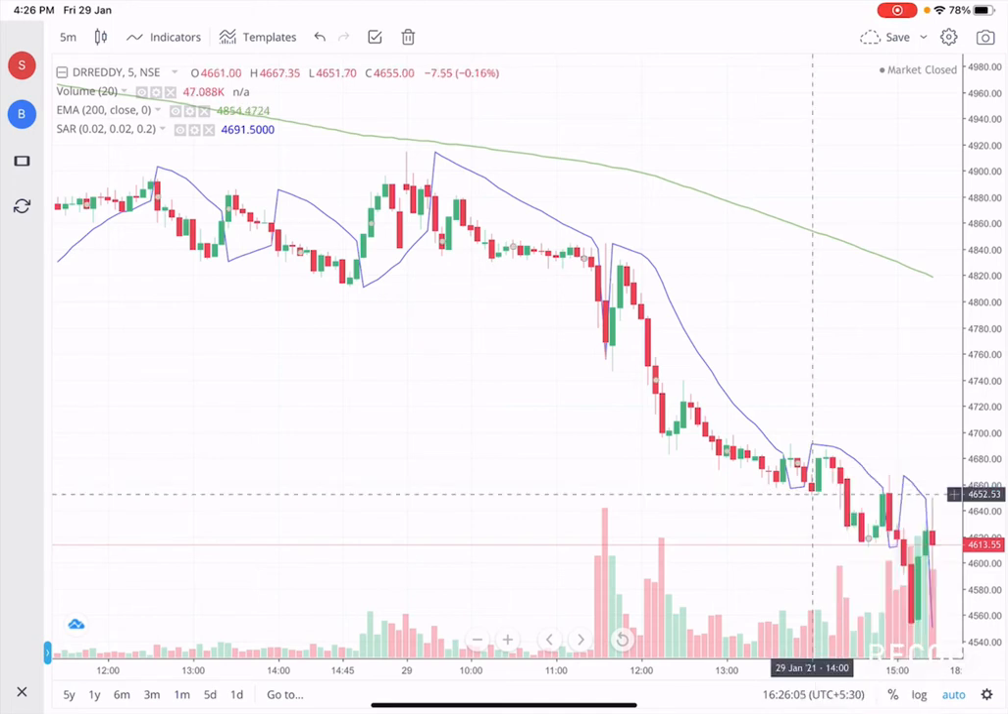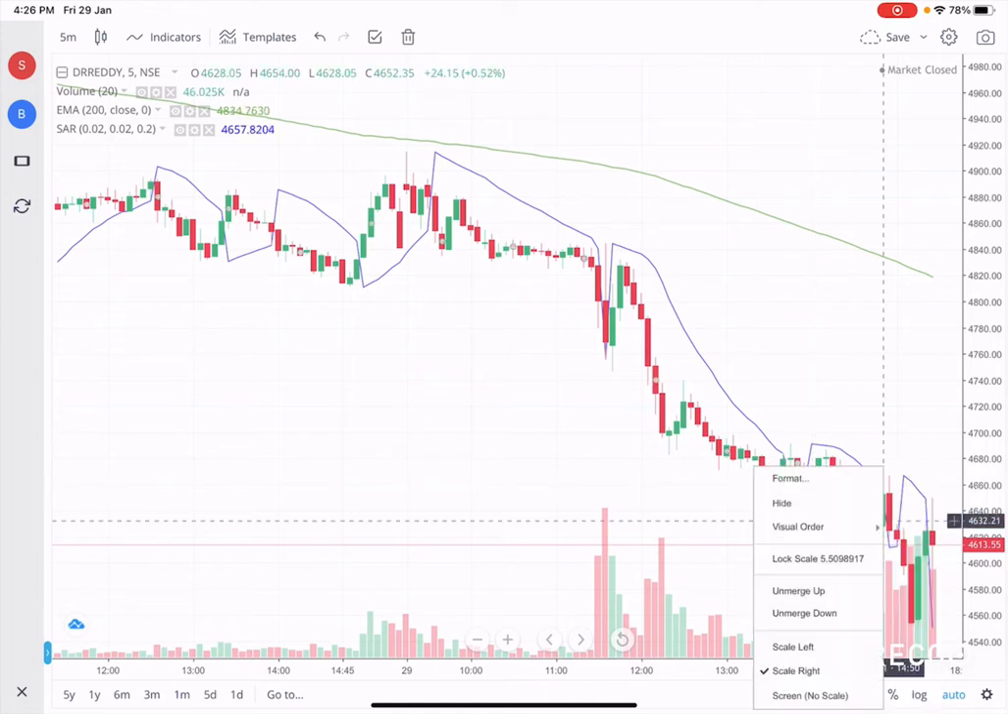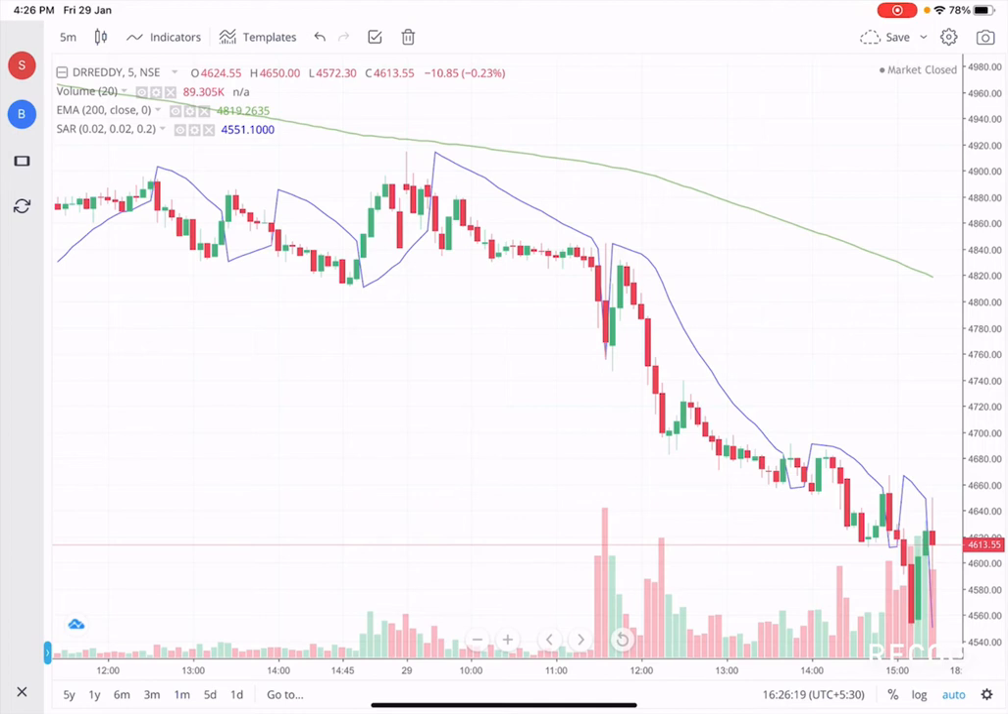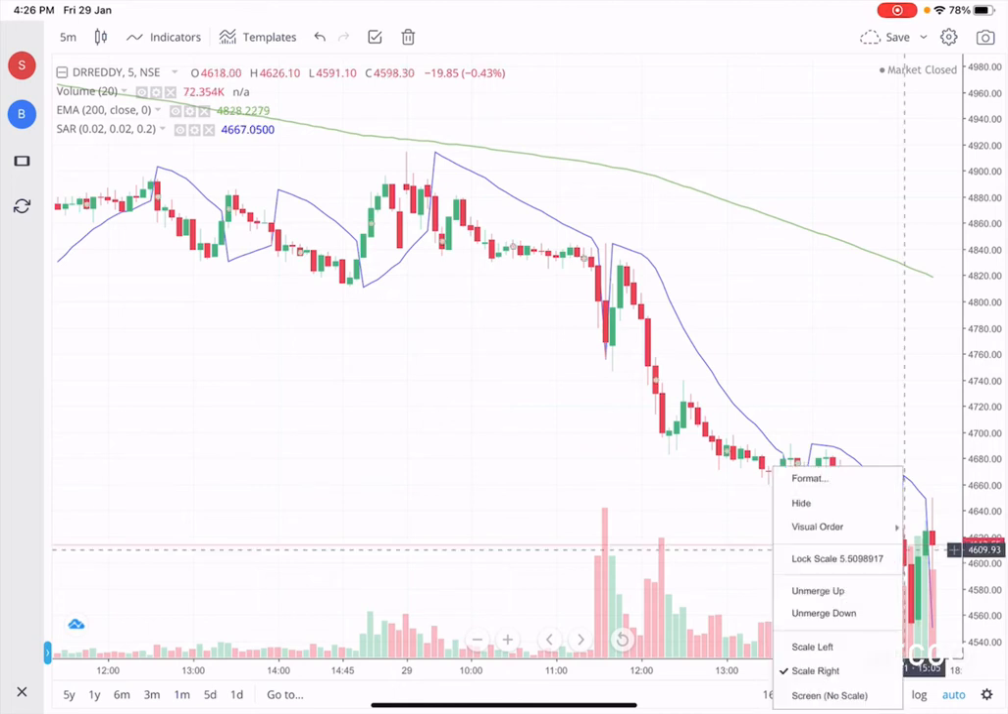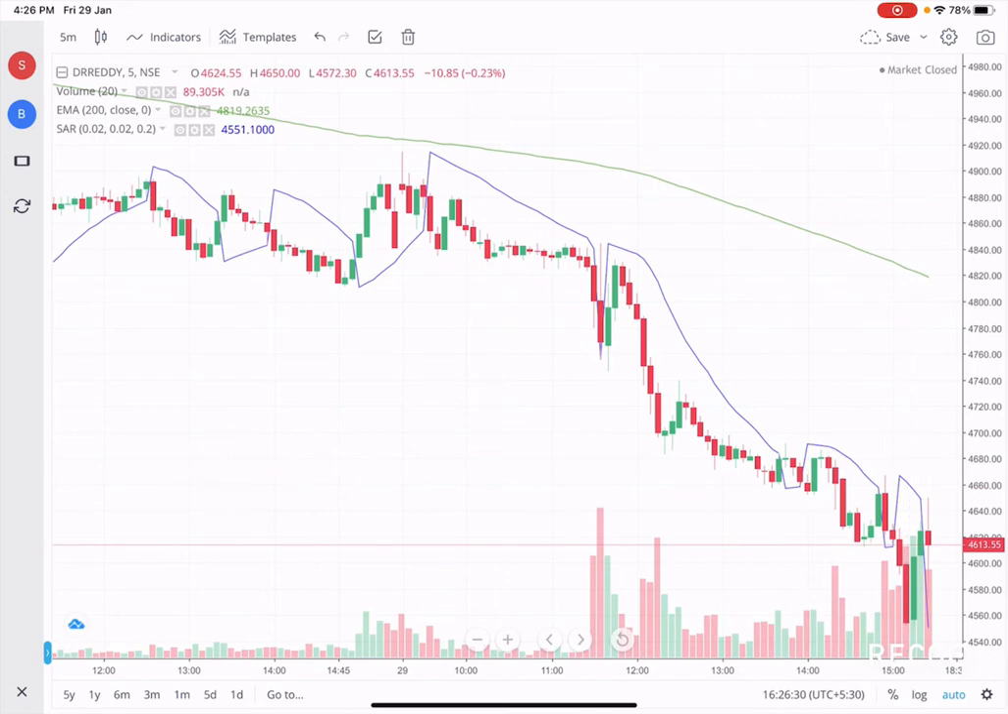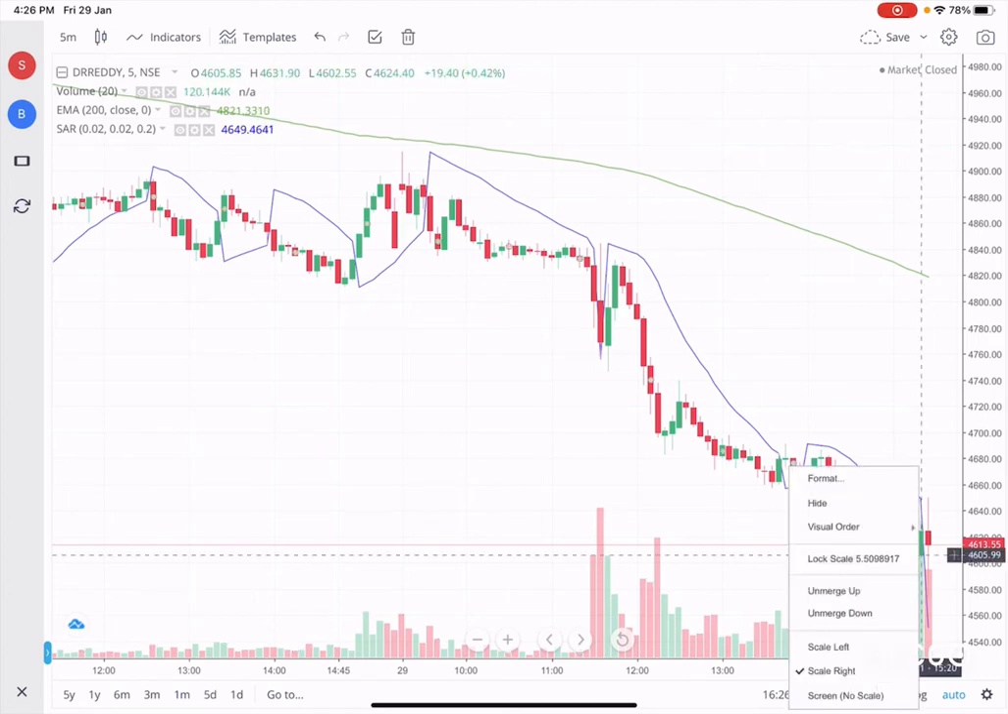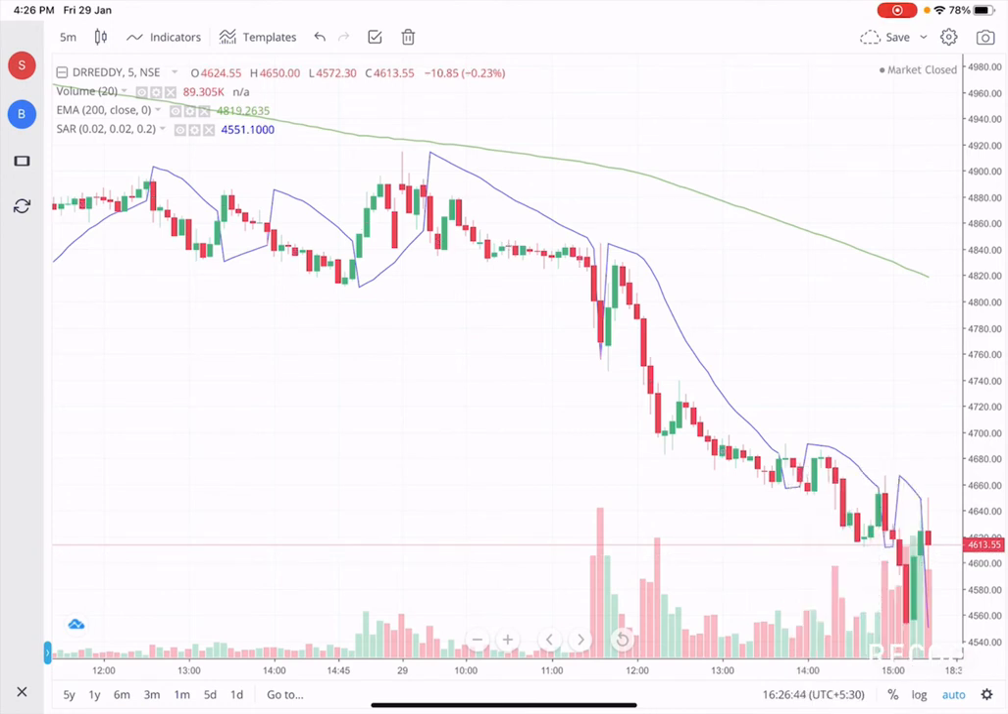Then the third trade came around 2 o'clock. Here we shorted around the open price of 4661, and then we exited at the close of 4652. So it is a short trade, but still we made some profit. And then again a trade came around 4618 short at 3:05 p.m. If you had exited here, at the close of 4624, we would have lost 6 points there.